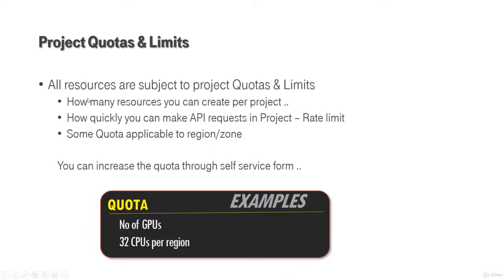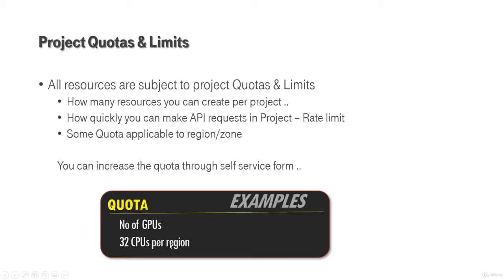The project quota and limits: all the resources are subject to project quotas because all the quota is enforced at the project level. How many resources you can create, how quickly you can make an API request, and there is a rate limit on the API calls, right? There are some quotas applicable to regions and zones, and you can increase the quota through the self-service portal. As an example, consider the number of GPUs that you can use at the same point. If the limit is 2, you will not be able to attach 4 GPUs to your VM. And that is the quota.